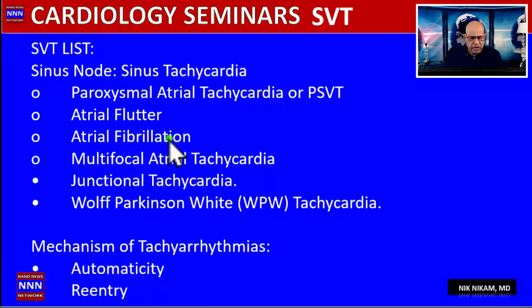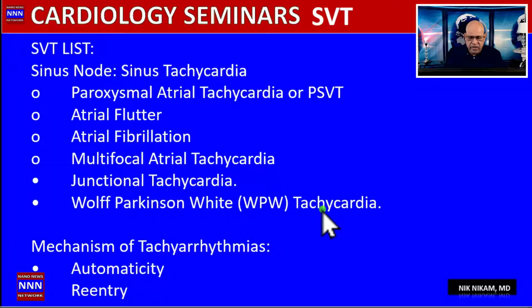Atrial fibrillation is where the atrial activity is more than 400 beats per minute. There is chaotic random activation of atrial myofibrils, and the ventricular rate can range anywhere from 30 to 300. Multifocal atrial tachycardia is seen in patients with COPD. It is characterized by a varying RR interval with varying P wave morphology. Junctional tachycardia is anywhere between 100 to 200 beats per minute, and it is characterized by a retrograde P wave, which we may be able to identify in most cases. Sometimes we may not be able to see it if the P wave is buried inside the QRS complex.